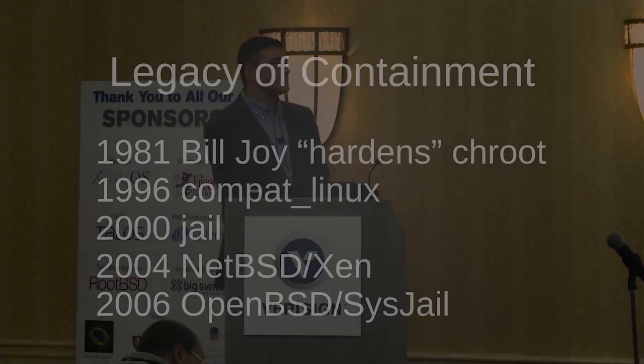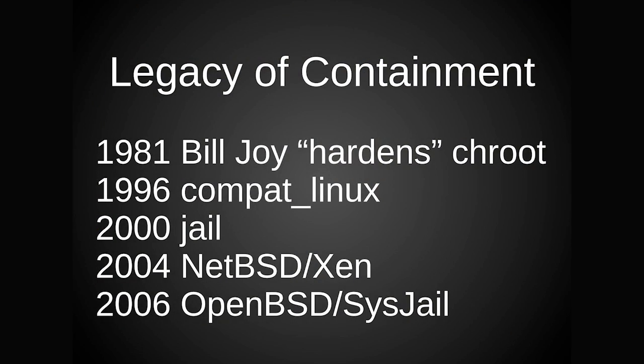So in this legacy of containment, the chroot utility has been around since the late 70s, but I believe it was Bill Joy, George can confirm this, that thought, well, if we have this utility, what if we prevented processes from escaping out of it, and added a simple containment hardening feature in 1981. In 1996, we saw compat Linux, back in those classic Unix days when compat everything else was very popular. And in 2000, the Jail utility on FreeBSD, I'll touch on that briefly.